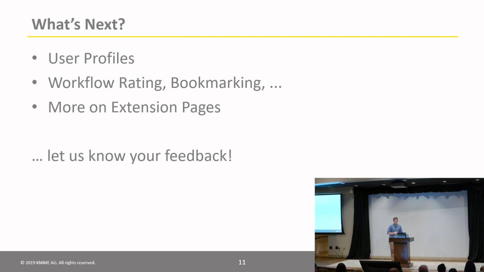So what's next? We want to work more on user pages, user profiles, and community building features. We want our users to be able to rank workflows, bookmark workflows, follow workflows, and version workflows. We also want to make more additions to our extension pages so that contributors of extensions can add more information about the extension more easily. And obviously, let us know your feedback. This is the KNIME Community Hub, and who else could provide better feedback than our community? So talk to us, provide feedback and ideas. If you have anything, just talk to me or any KNIME member, and we will see what we can do.